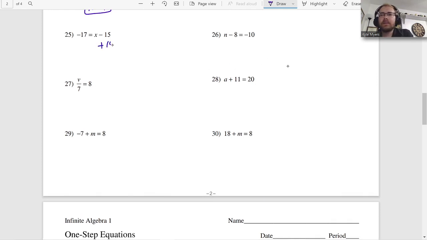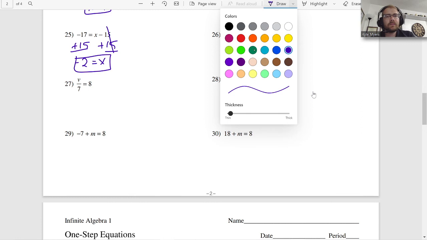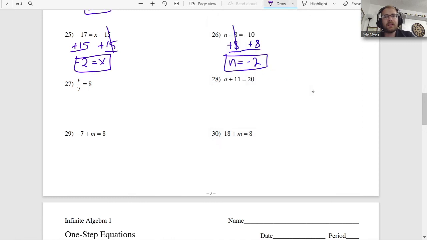Add 15. So I get negative 2. Oh, I think I forgot to switch colors. Oh well, I'll switch colors on the next set of 4, and then we'll just do it that way. Plus 8 plus 8, and equals negative 2. And last color here. Multiply by 7. 7 times 8 is 56. And then we're done. A equals 9.